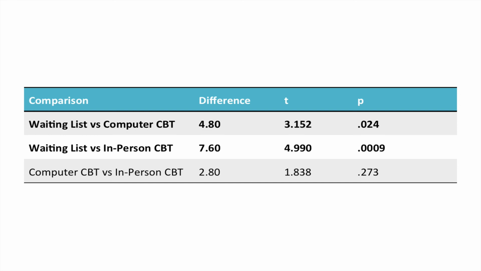So substantively, we see that there appears to be a difference between the waiting list group and both our types of CBT, but no significant difference between computer CBT and in-person CBT. So that was how to follow up a significant one-way ANOVA with Bonferroni post hoc tests.